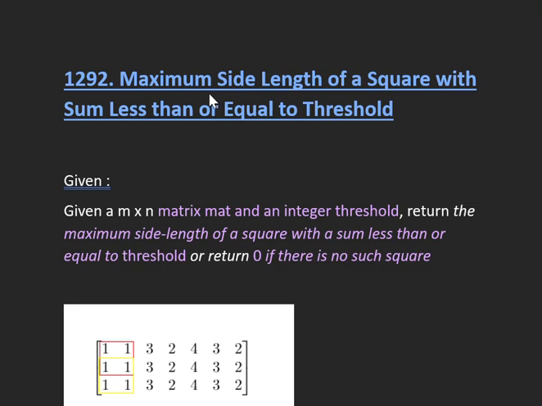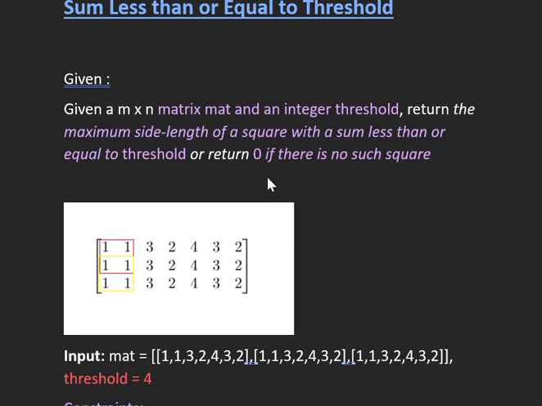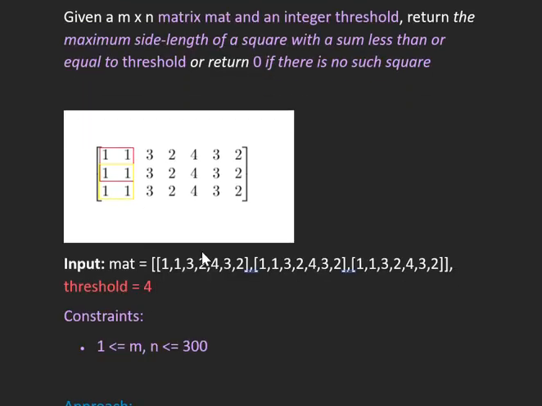Everyone. Today we have question number 1292, in which we have to find the maximum length of a square whose sum is less than or equal to a given threshold value. So in this we are given a matrix and an integer threshold, and we have to return the maximum side length of a square whose sum is less than or equal to that threshold. So we will see this with an example.